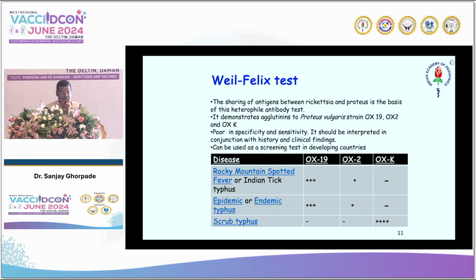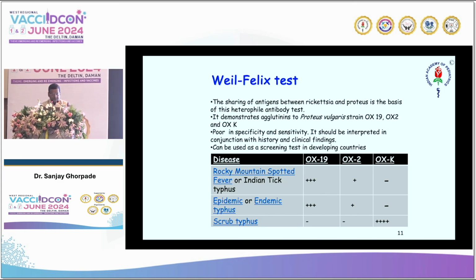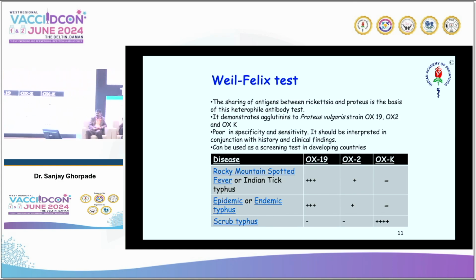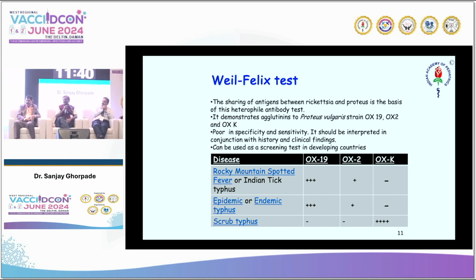It is basically an antigen test where antigen of rickettsia and Proteus is used. We have different antigens OX19, OX2 and OXK, where clearly it shows that in scrub typhus OXK is positive. The sensitivity is very poor. It is basically a screening test.